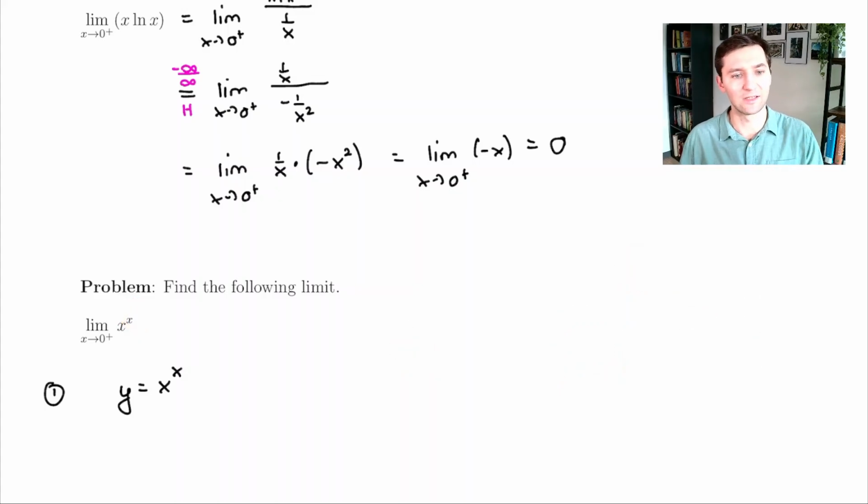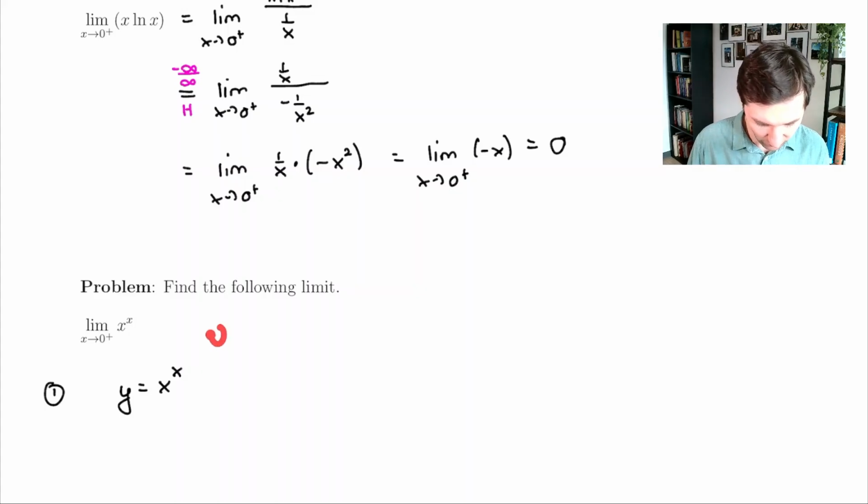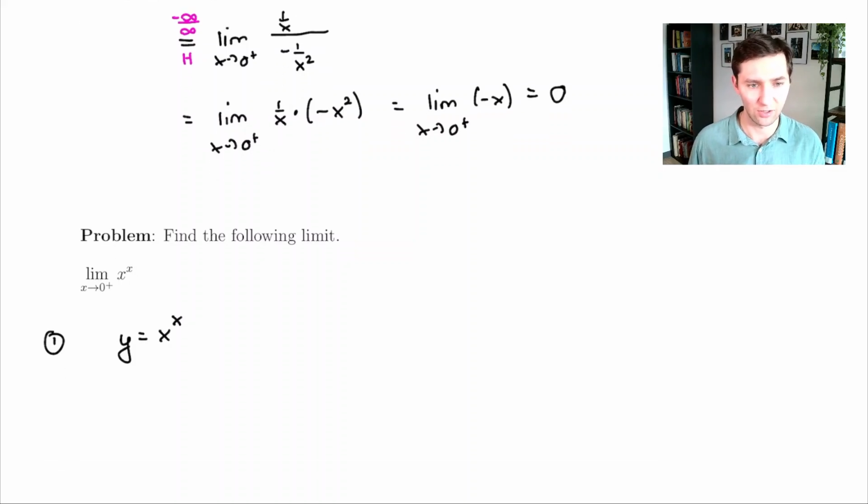So the exponent is trying to make this expression 1. The base is trying to make this expression 0. It's not clear what exactly this limit is. This limit is of the form 0 to the power of 0, which is an indeterminate form. Here's how the first method goes.